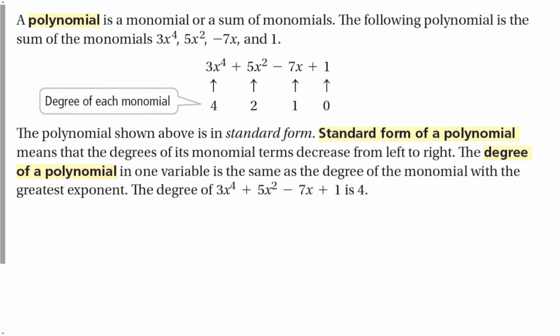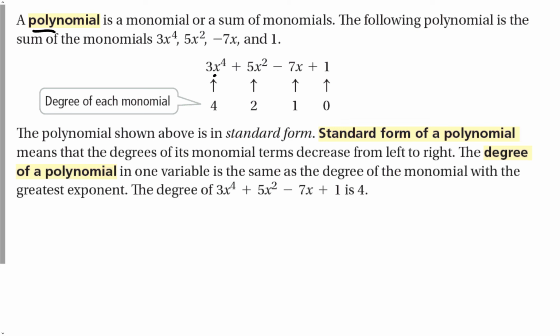Next, we have something called polynomials. A polynomial is a monomial or a sum of monomials. And poly, unlike mono, means many. So we're talking about more than one, or one if it is a monomial. The following polynomial is the sum of the monomials 3x to the fourth, 5x squared, minus 7x, and 1.